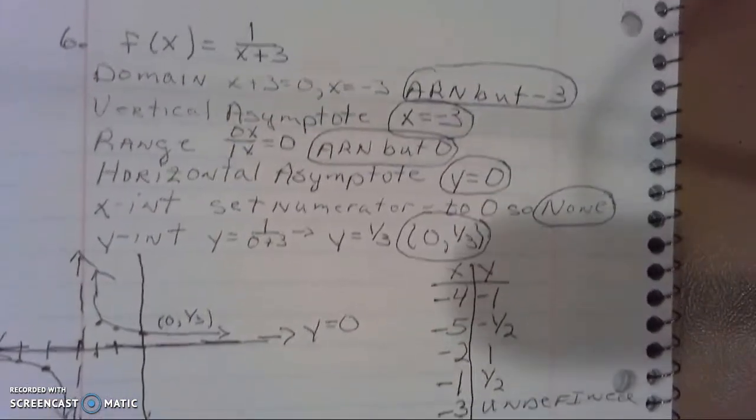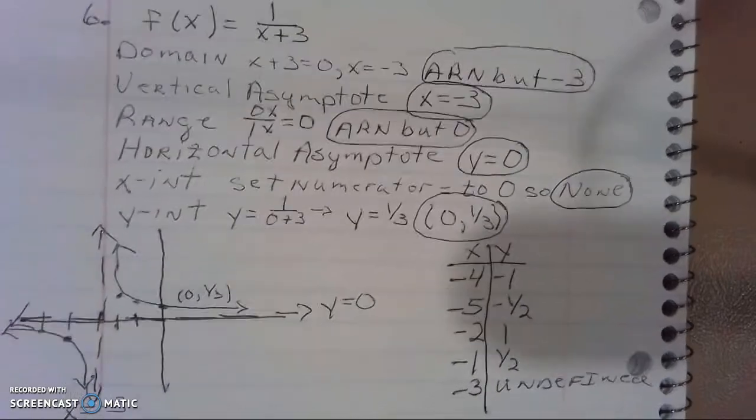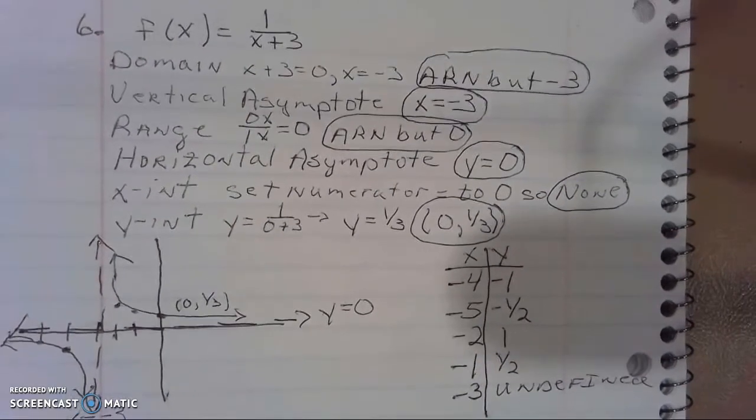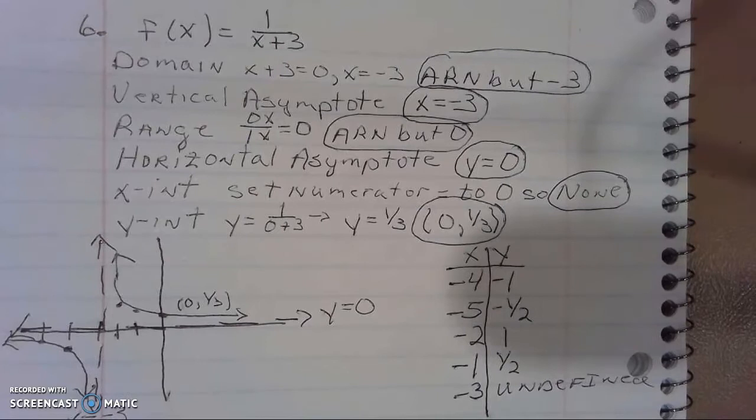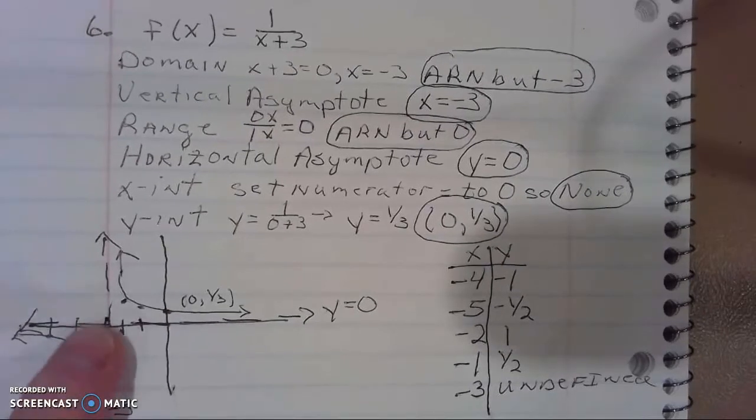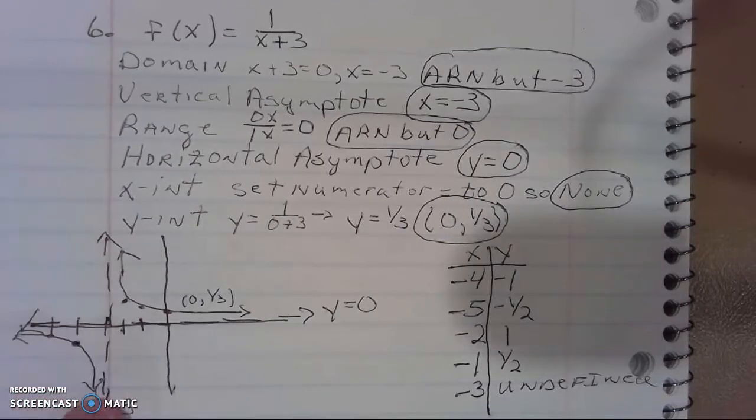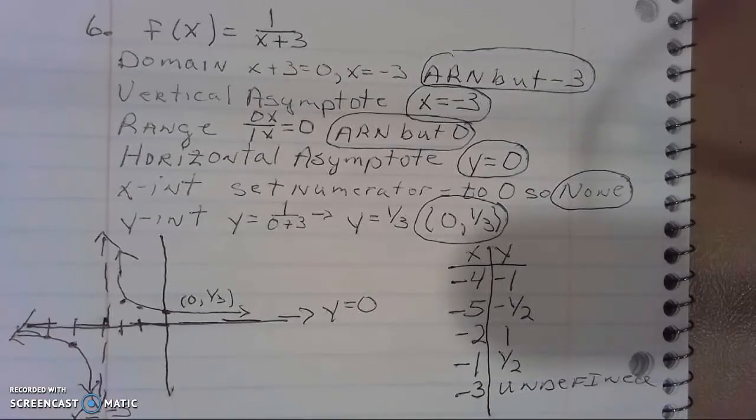Then we go to the rational expression f of x equals 1 over x plus 3. First, find your domain. The domain, the only thing that can be left out of it is that denominator, x plus 3. X cannot be negative 3, so our domain is everything but negative 3. That gives us the very important thing, the vertical asymptote. X equals negative 3. Our graph cannot cross that line there.